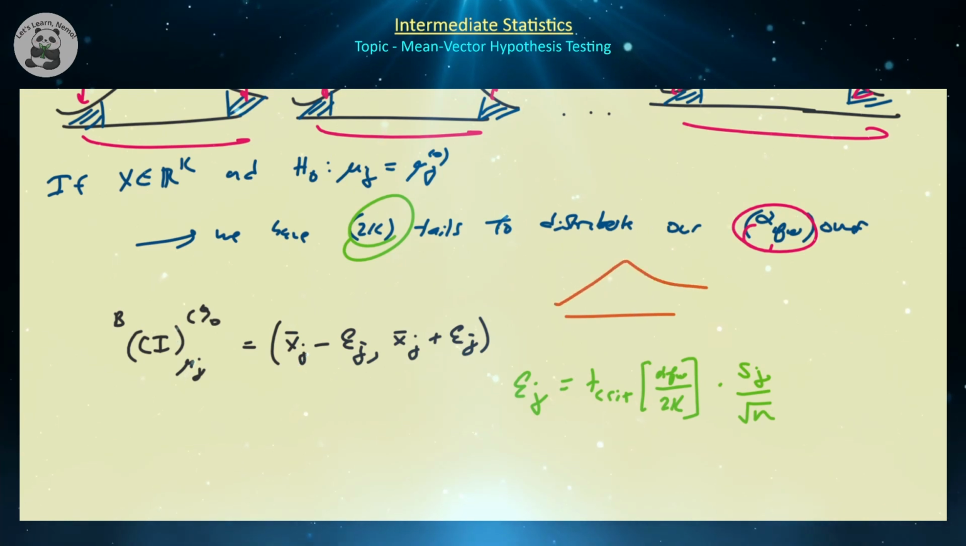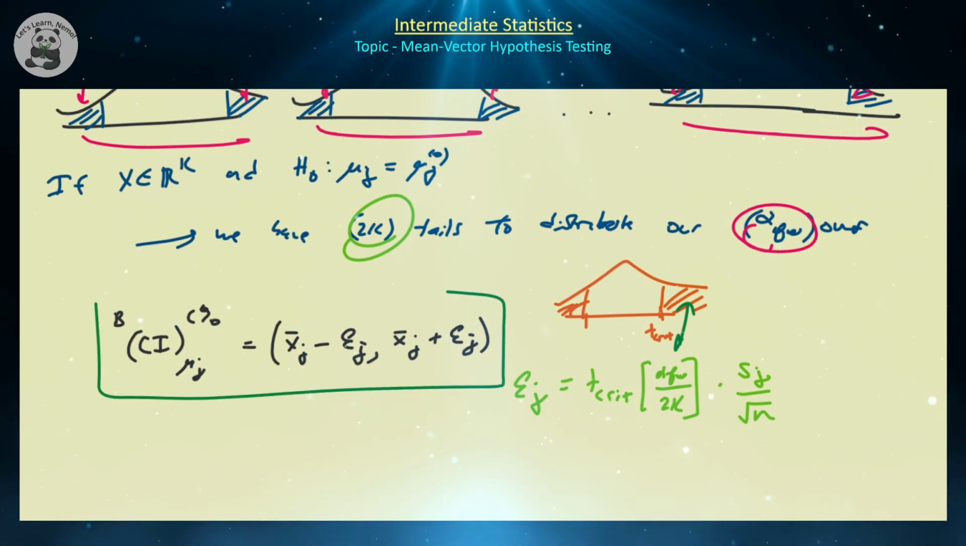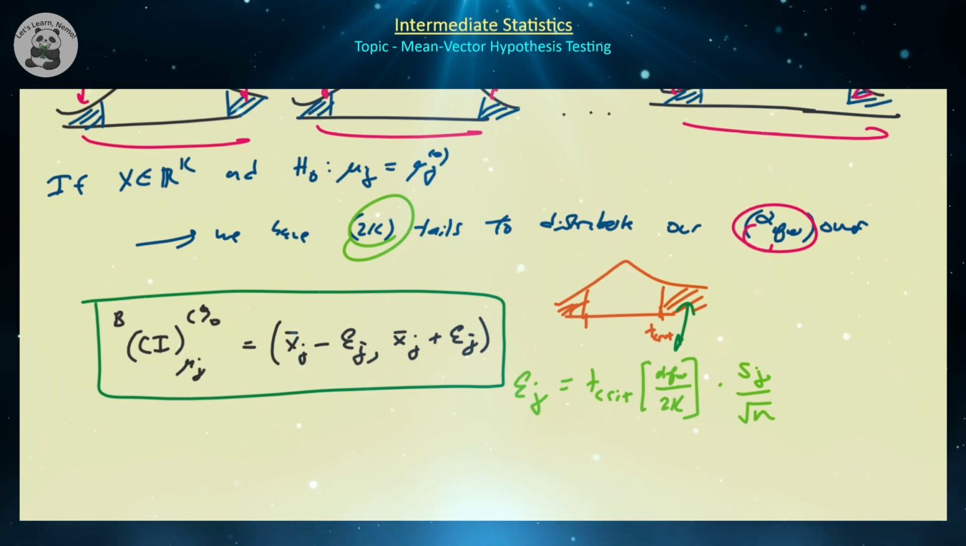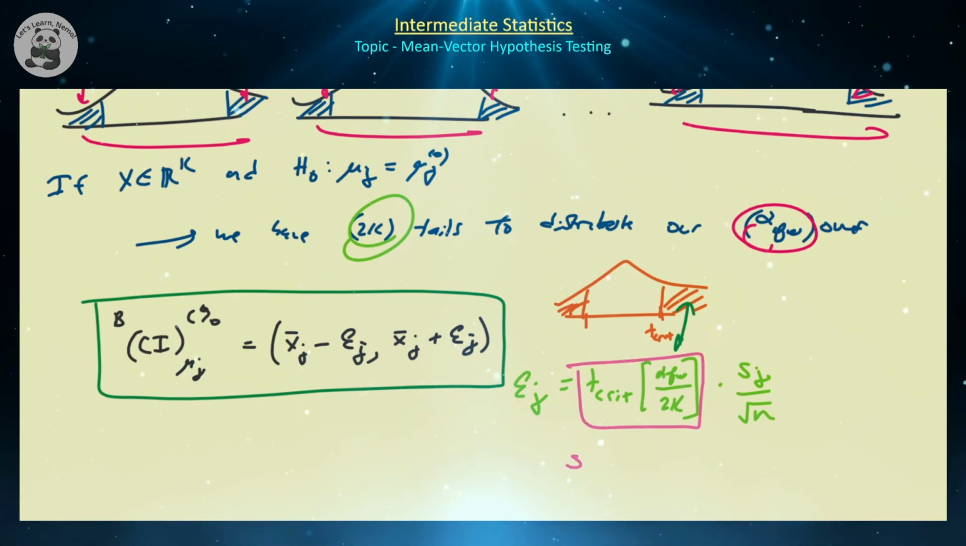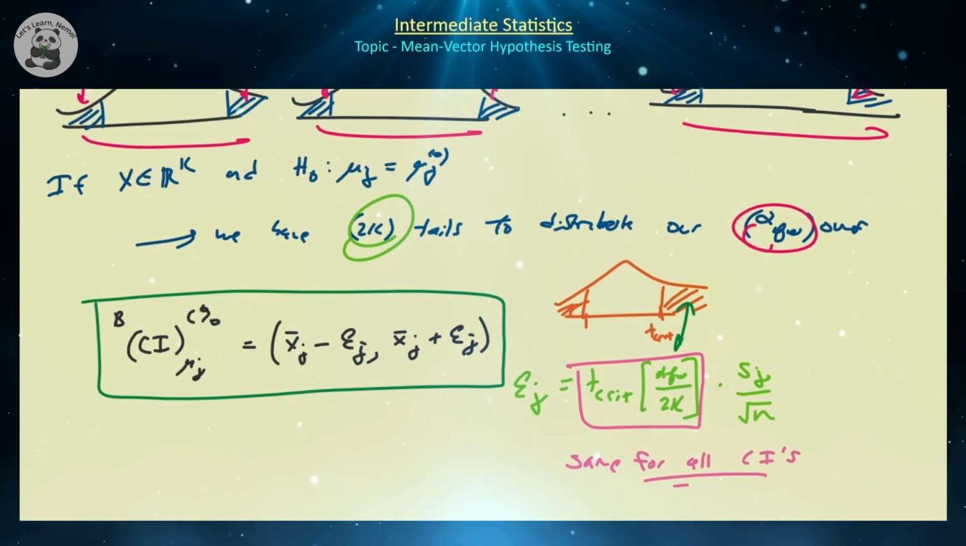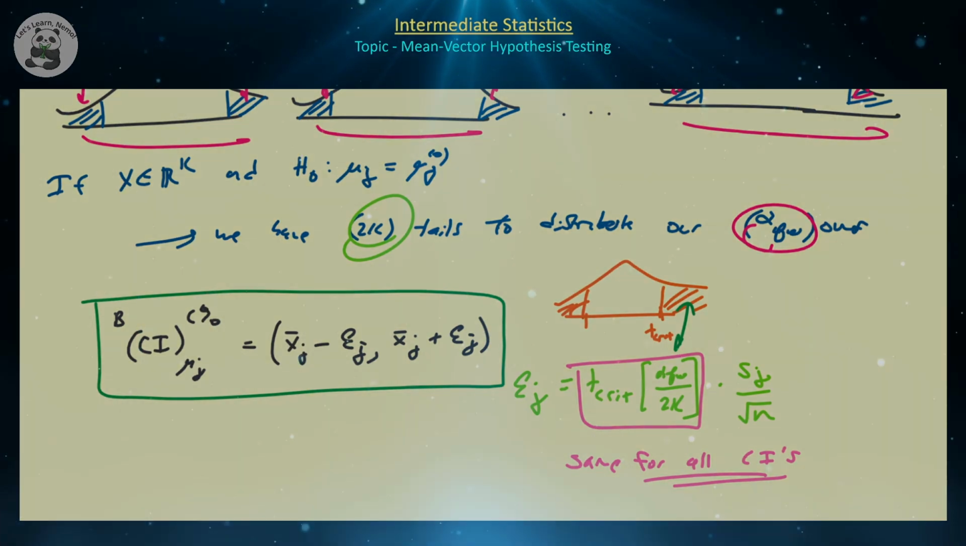So for each of our tails, obviously we're going to have a t critical value, and the alpha in that particular location is that alpha fw divided by 2k. And we call this a Bonferroni confidence interval, or confidence interval with a Bonferroni multiplier, where the Bonferroni multiplier is this particular object here. And keep in mind that this is the same for all confidence intervals, right? So that's actually very, very useful.